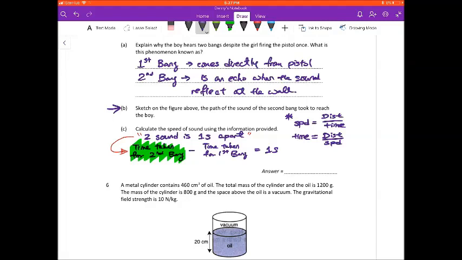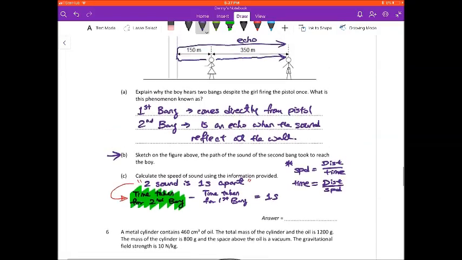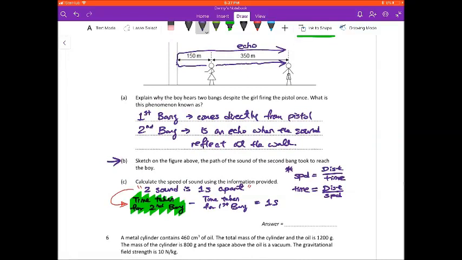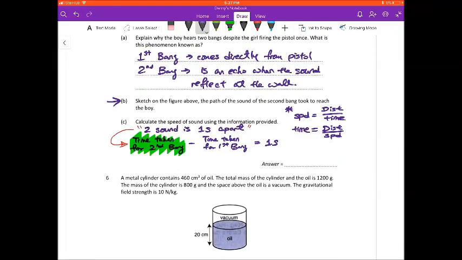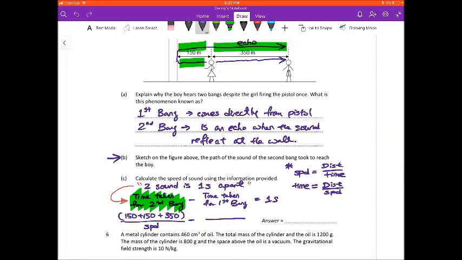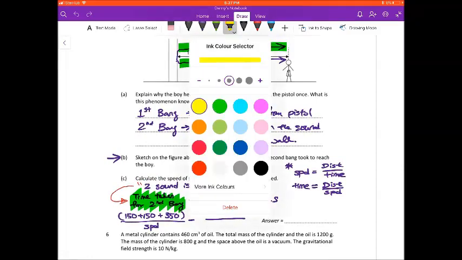So when you do that, this one will become: the second bang travels how much distance? Your second bang travels 150, 150, 350, correct? So therefore down here you will write it as the distance traveled by second bang, 150 plus 150 plus 350, over the speed which you do not know, minus the distance traveled by the first bang.